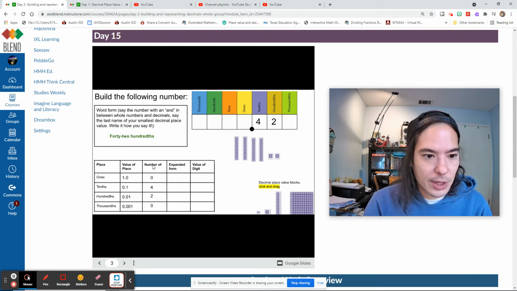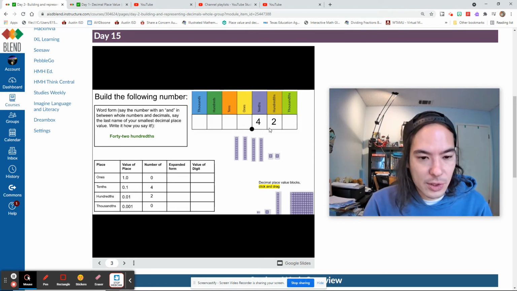All right, so on this part of the chart, when they're saying "number of," they're saying how many ones do you have? We have 0 ones. How many tenths do we have? We have 4/10. How many hundredths do we have? We have 2 hundredths. How many thousandths do we have? We have 0 thousandths.